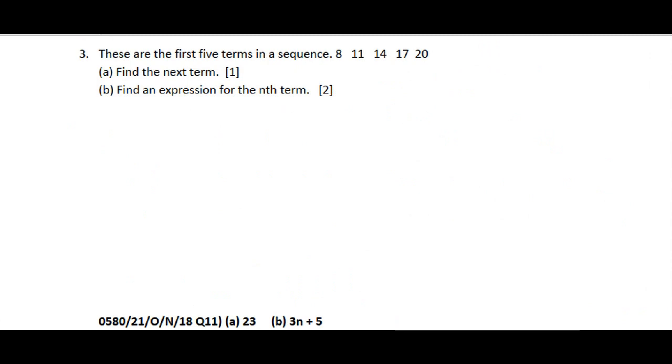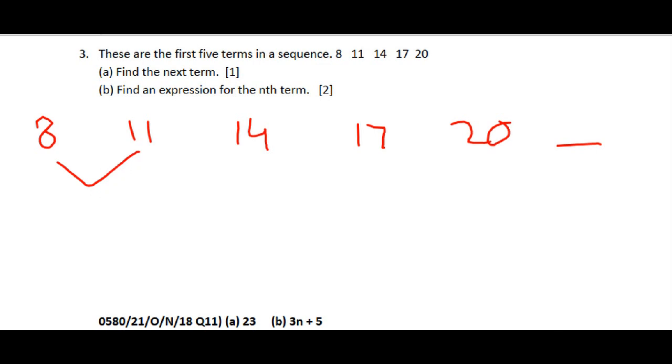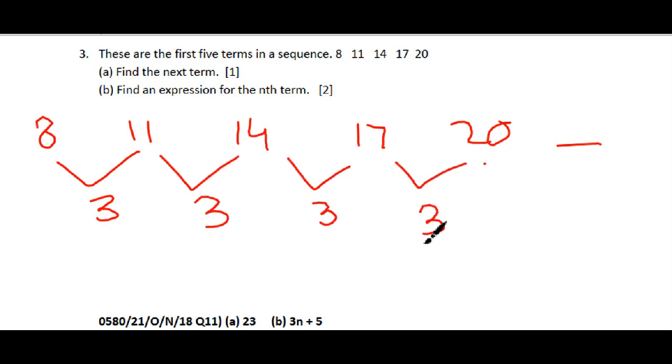These are the first 5 terms in a sequence 8, 11, 14, 17, 20. Find the next term of the sequence. So for that we have to observe what is happening over here. How is 8 changing into 11? By adding 3, then again add 3, then again add 3, and to get the next term you have to add 3 to 20 and we get 23, which is the answer for part A.